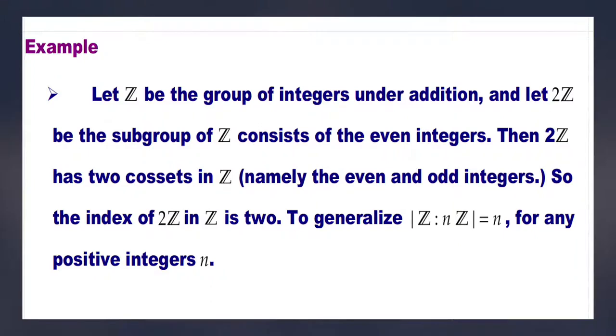Some examples of the index of a subgroup. Let Z be the group of integers under addition, and let 2Z be the subgroup of Z consisting of the even integers. Then 2Z has two cosets in Z, namely the even and odd integers. So the index of 2Z in Z is 2. To generalize, the index of nZ in Z is equal to n for any positive integer n.